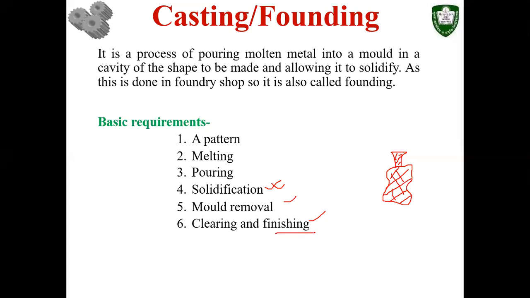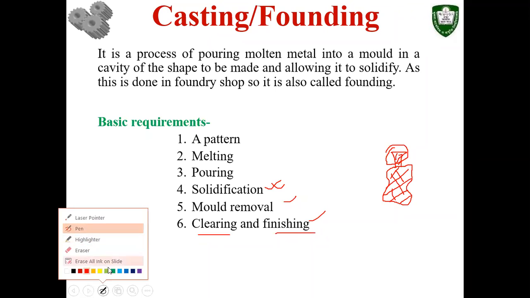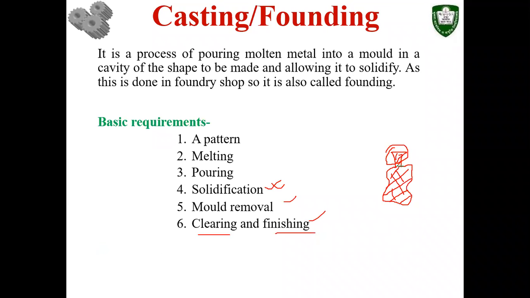That is called finishing. And clearing means this is not the essential component of your part. You just need this portion, the portion with the green boundary. That one is extra because of the casting process. You cannot get rid of that, and that is why after mold removal, you need to cut it off in here. Then you will get the final part. That is called the clearing and finishing.